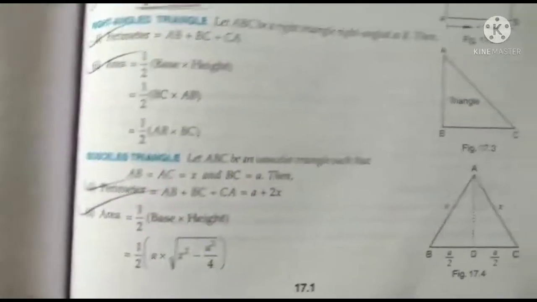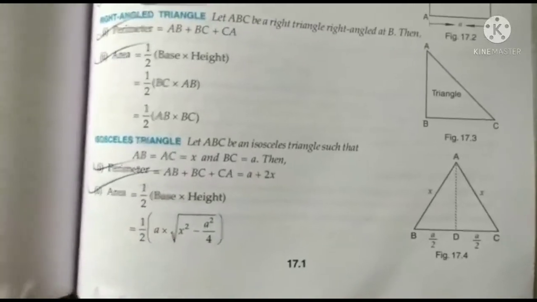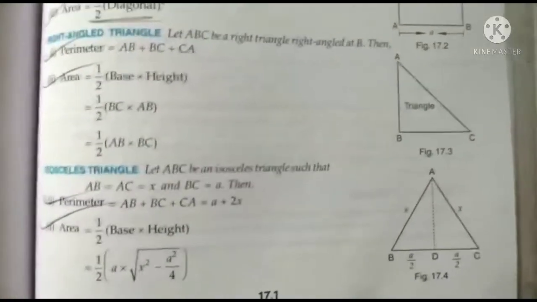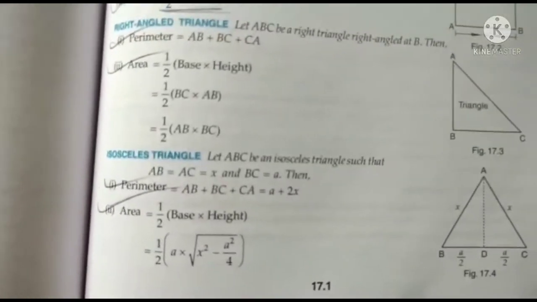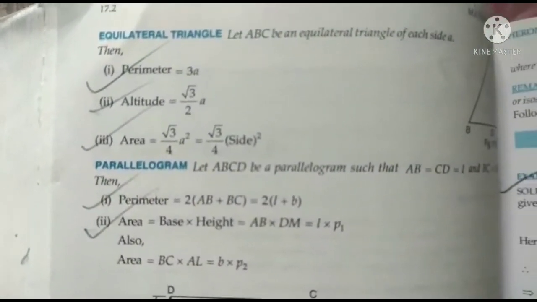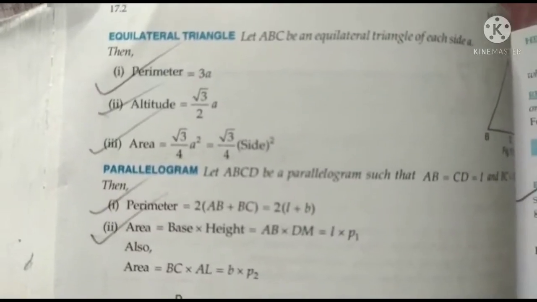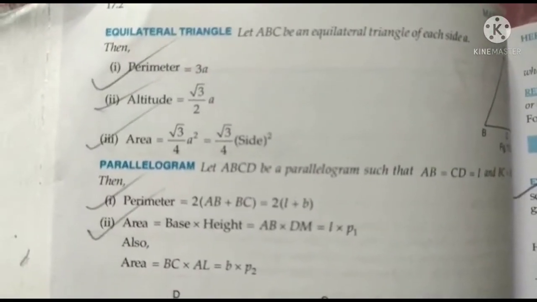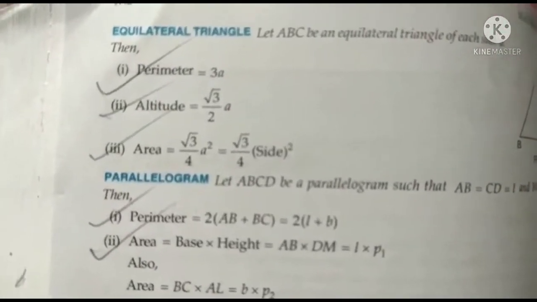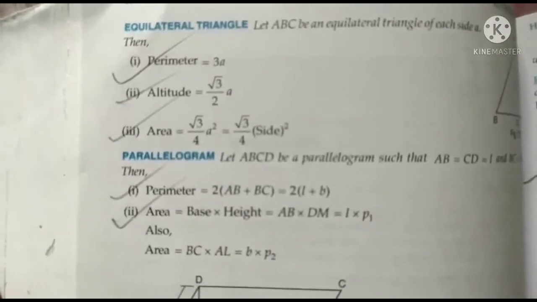Square minus a square by 4 according to the figure, but this is not actually used. Means these types of formulas are used, but this actual form is not used. Here also you can see some extra formulas for equilateral triangles: perimeter 3a, altitude root 3 by 2a, where a is the side, and area is root 3 by 4 a square. A square means side square.